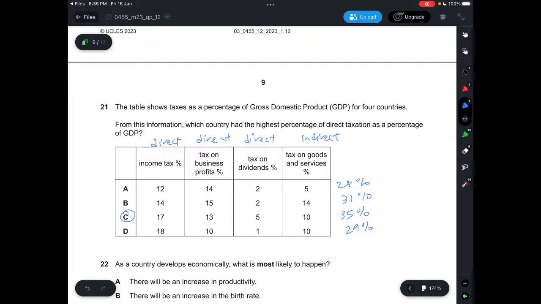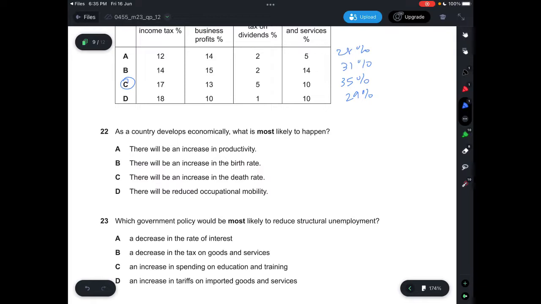And then for question 22, as a country develops economically, what is most likely to happen? So A, there will be an increase in productivity, which is correct. B says there will be an increase in the birth rate, which is not really likely to happen. In fact, in countries that develop economically, the birth rate will actually decrease, and the average age will actually increase because there are more elderly people. C, there will be an increase in the death rate, which is not exactly correct. D, there will be reduced occupational mobility, which is not correct. There should be an increase in occupational mobility, so answer is A.